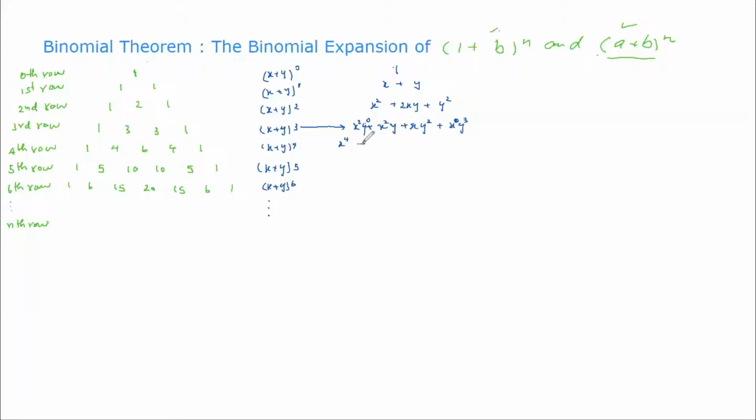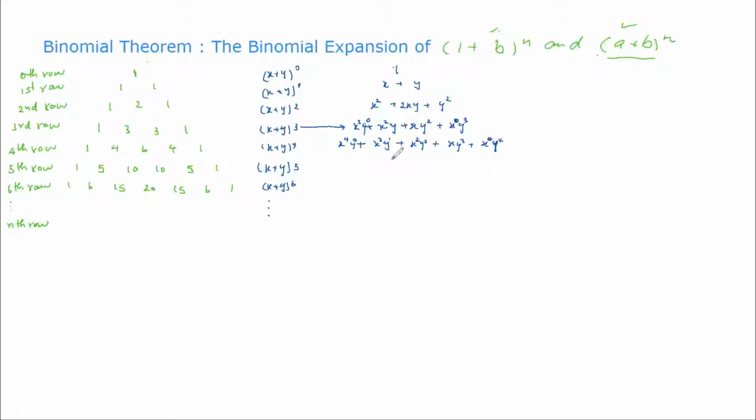plus x power 3. This is y power 0, right? So become y power 1 plus x power 2, y power 2, and then plus x y power 3 plus x power 0, y power 4.